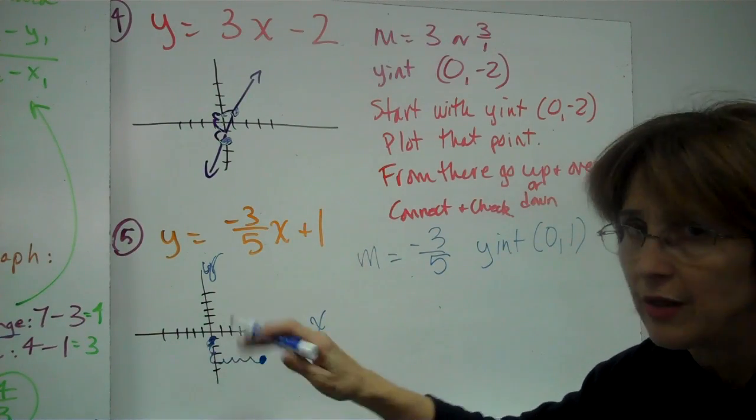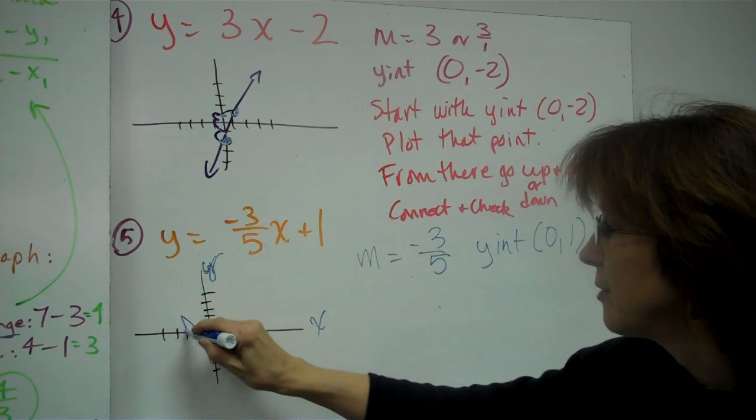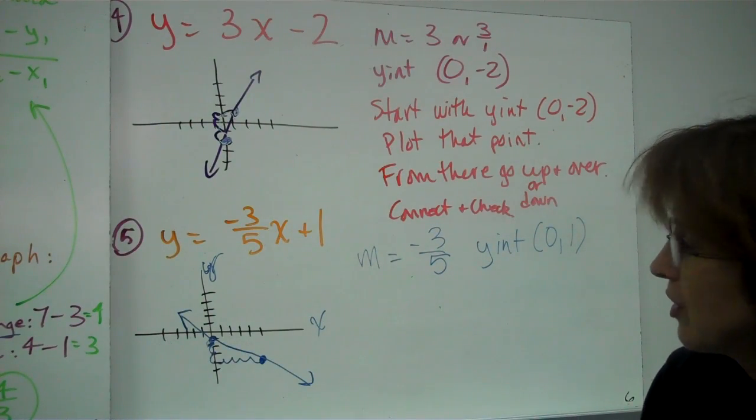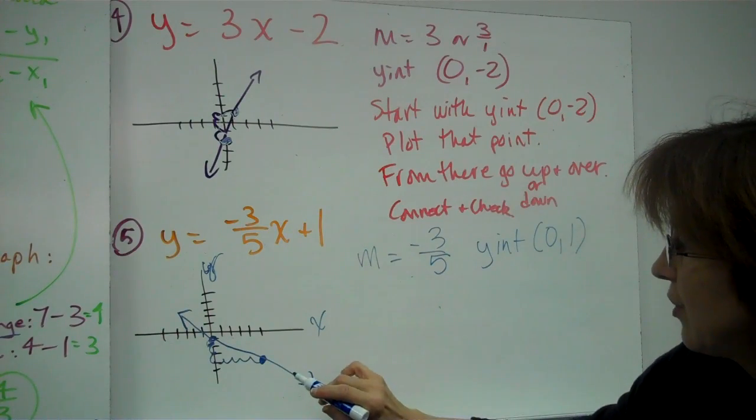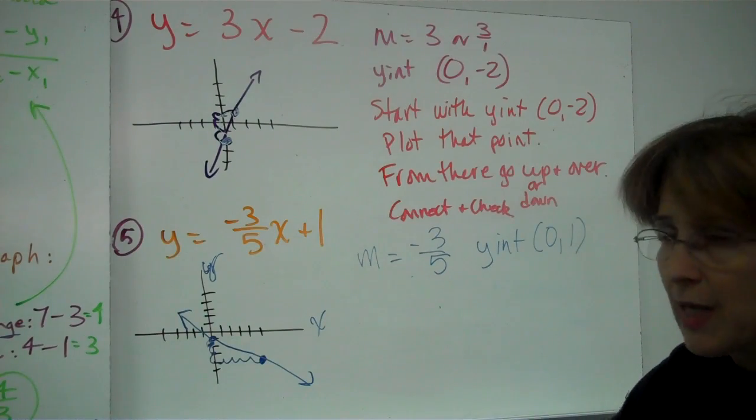When you have graph paper, it'll be easier than on this board here. Then connect your dots, I mean. That's your line. That's a little sketchy there, but anyway, that's your line. And then you want to double check. It's going down, and my slope is negative. Very good.